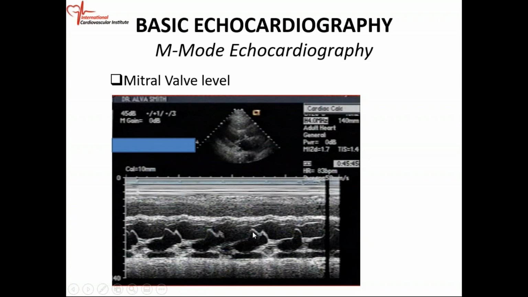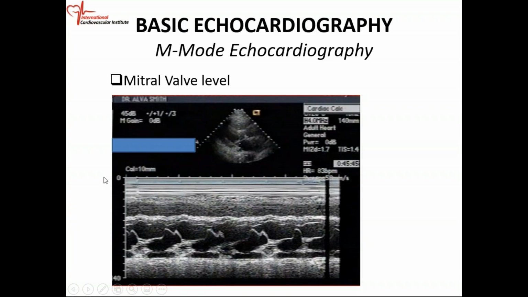So this is the LV cavity with the mitral valve right there. If you look at the cursor, it actually cuts across a portion of the left atrium. So down here is actually the left atrium. The first structure after the cursor passes through the LV cavity is the anterior mitral leaflet, and then lower down is the posterior leaflet.